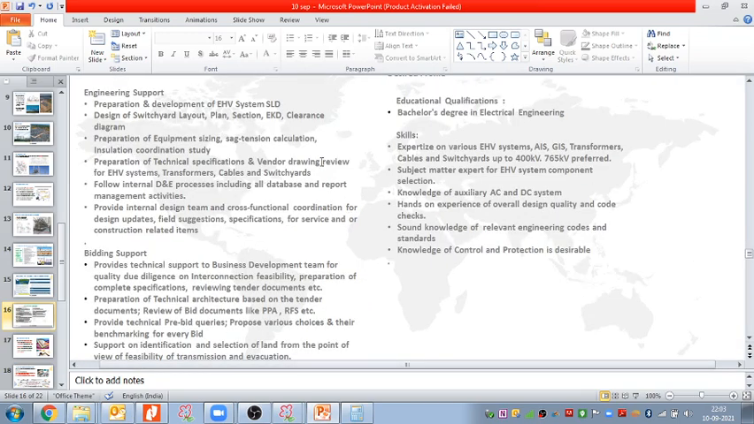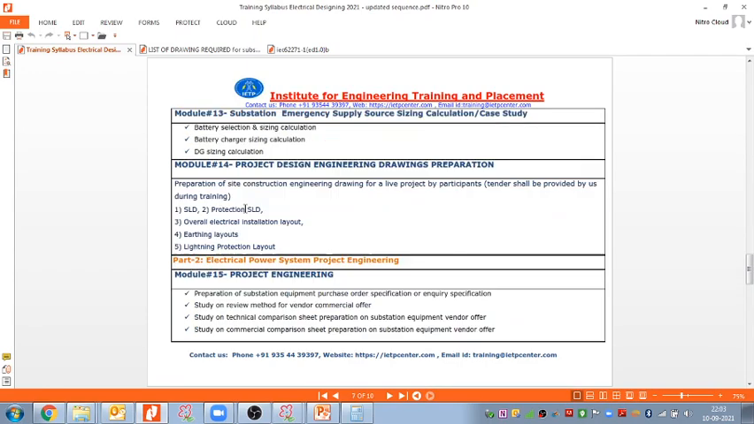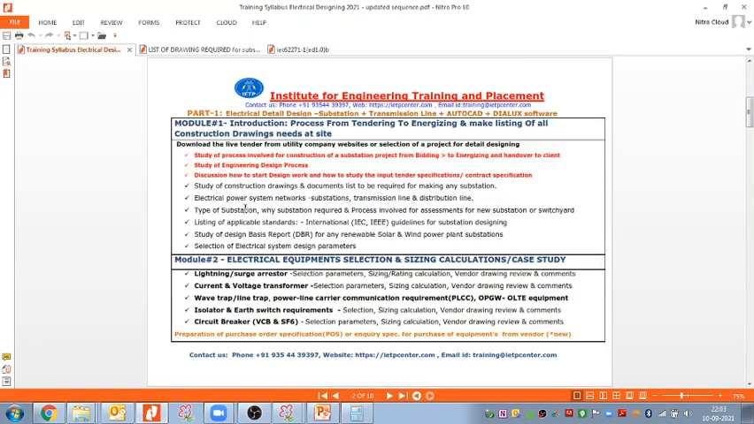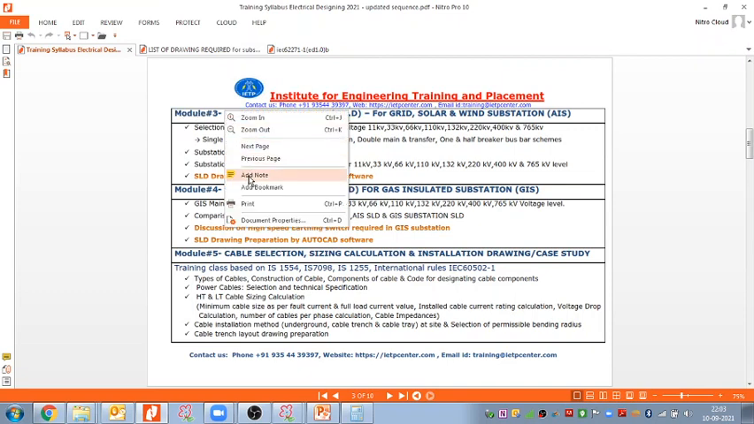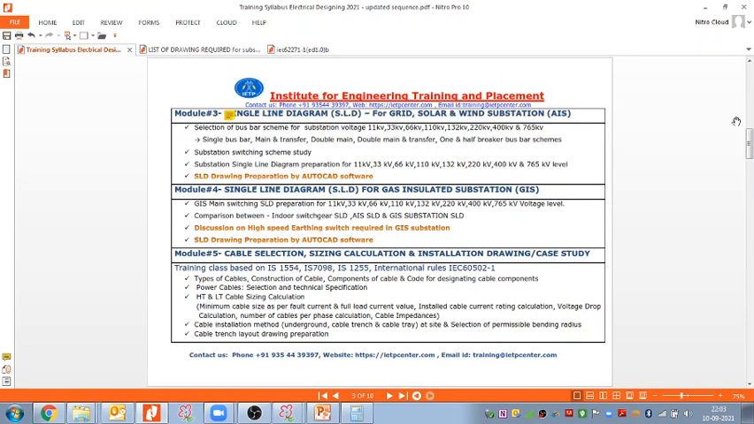Engineering support. So being a manager, what is your responsibility? Preparation and development of EHV system single line diagram. Let me come to the syllabus. Okay, so ETAP, I'll show you, we are covering ETAP. Now coming to this other part of the syllabus, single line diagram. As a manager, you need to prepare the single line diagram. So you can see that we are covering this single line diagram for both AIS and GIS, both types of the substation single line diagram we are covering. So SLD is covered.